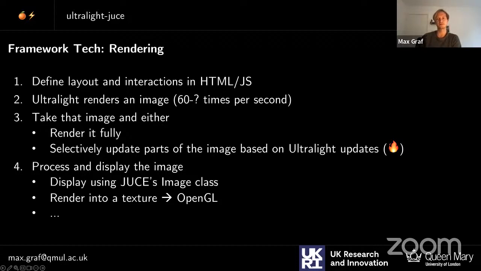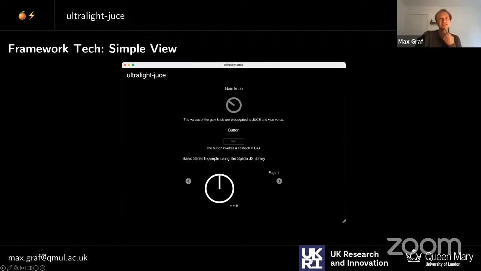And then finally, you take this image and do something with it. So either you display it with JUCE's image class, which I've done in the demo project on GitHub, or you can render it into a texture and display it with OpenGL, which I will also show you later. And then we have something like this. This is the basic setup that you get from the GitHub project for Ultralight-juce. So that's the quintessential knob window with a couple of things, but with all of the things that I've talked about now, it's not interactive. So none of this will do anything.